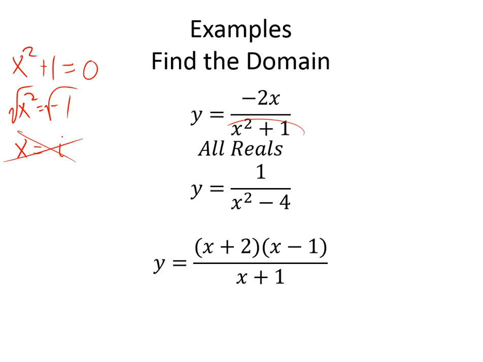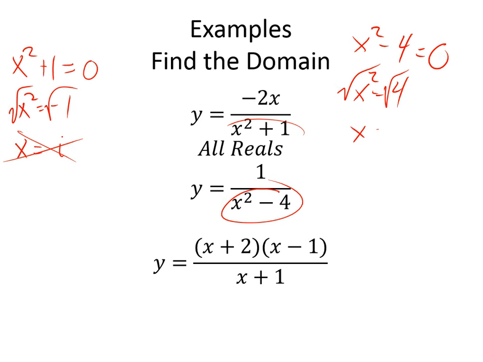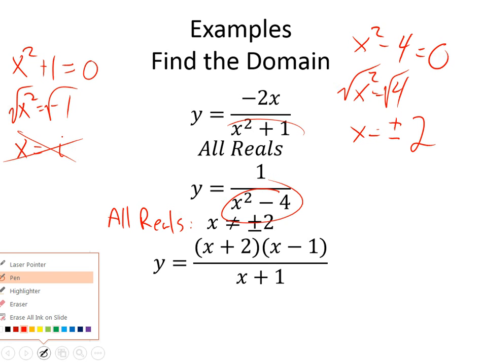Okay, so now let's look at the next one. We're going to take x squared minus 4, set it equal to 0, and solve for x. X squared is equal to 4 by adding it to the other side, and then taking the square root of both sides, giving us x equals plus or minus 2. And so that would be where we do not have our answer. So we would say all reals except for when x equals plus or minus 2. That's where it zeroes out the denominator, and wherever it zeroes out the denominator, it does not exist.